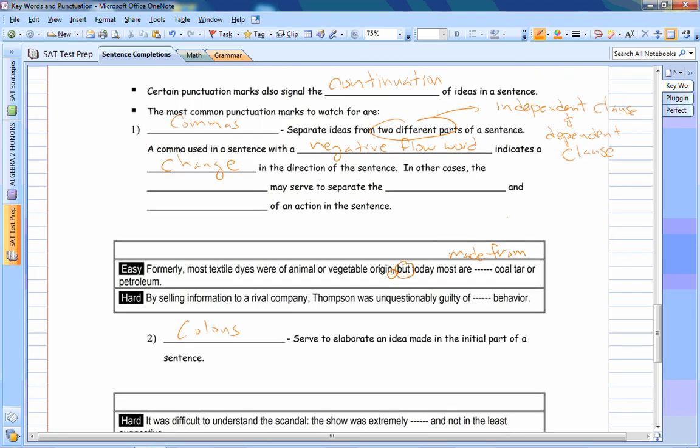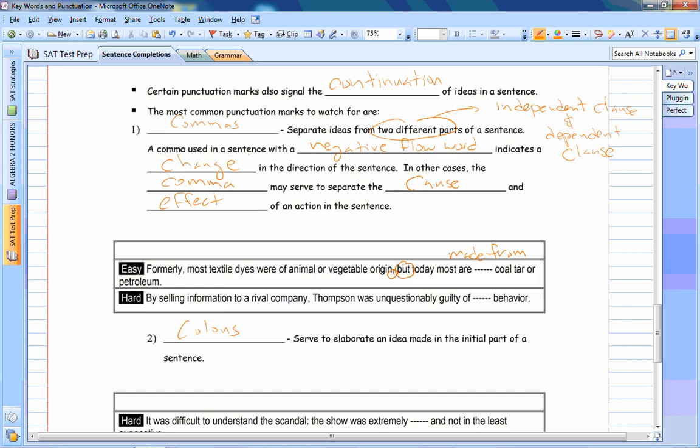In other cases, the comma may serve to separate the cause and effect of an action in a sentence. And that would be the hard example right down below. So by selling information to a rival company, Thompson was unquestionably guilty of blank behavior. Because I have the word hard next to sentence completion, that means that we are expecting the correct answer to probably be a bizarre word or a more challenging word.